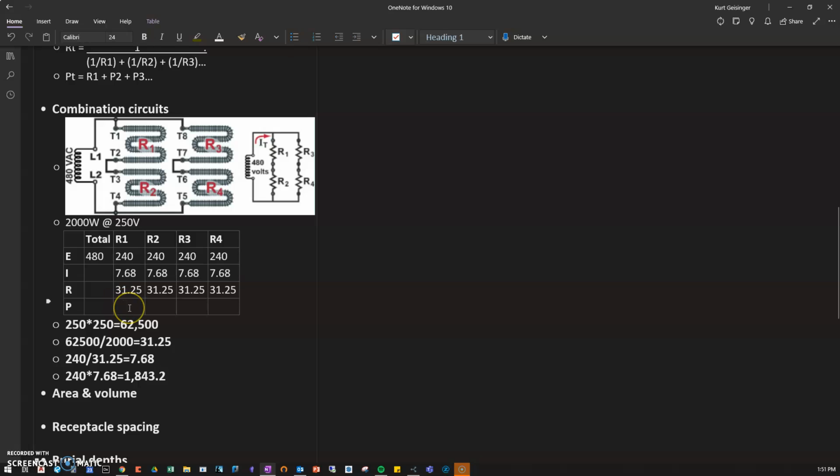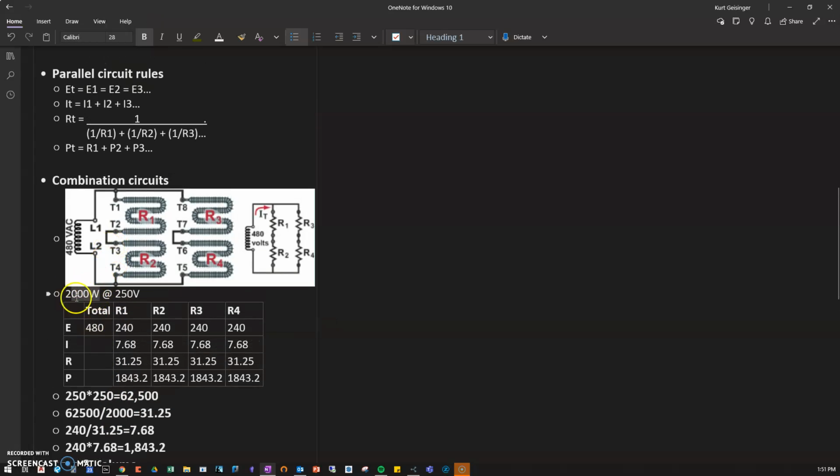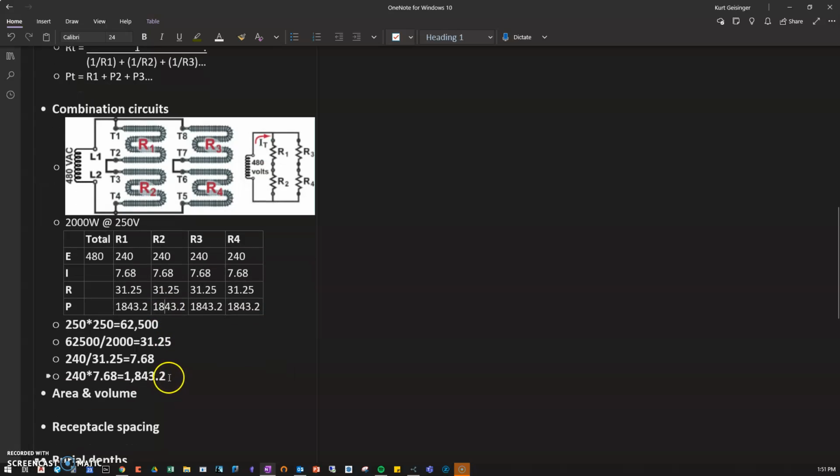So our P value is 1843.2 watts. So each one of these is going to have 18.43 watts applied. And we can do a little checking. This thing was supposed to be 2,000 watts if we apply 250 volts, but we're only applying 240 volts. So what do you know? It's dropped a little bit. Makes good sense, right? So now what we can do is this gets a little trickier.